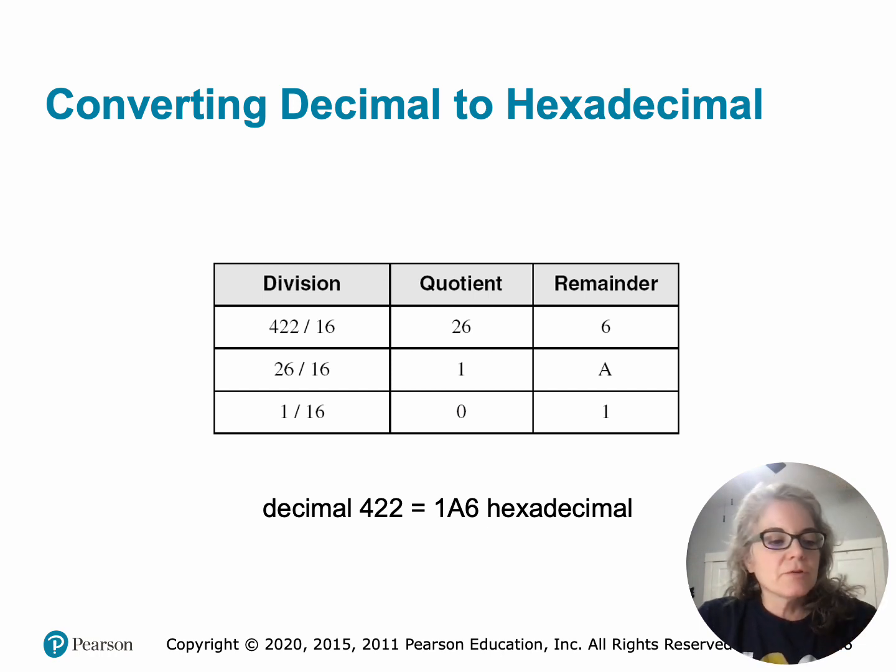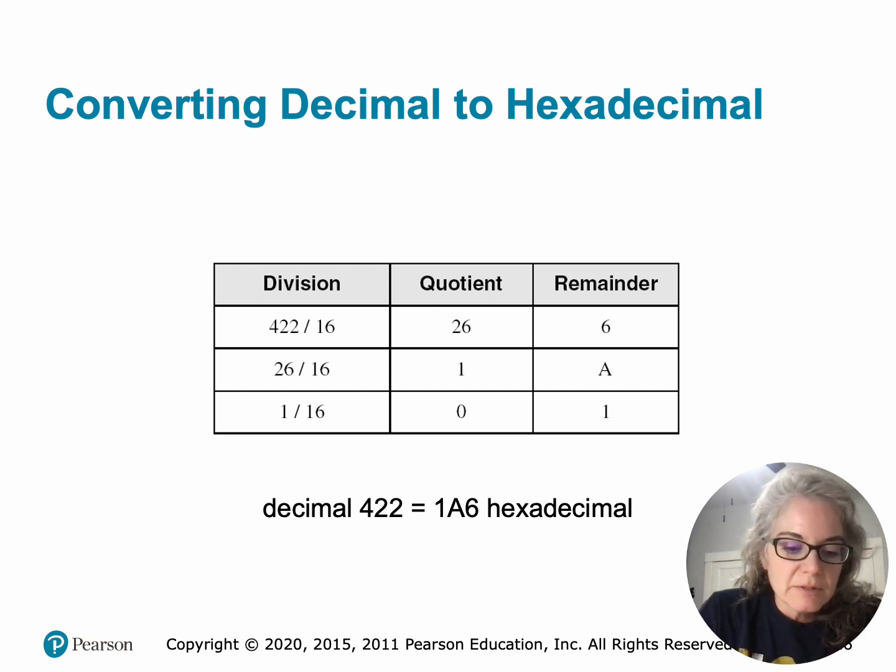And if you're using just a regular simple calculator, the easiest way would be to do 422 divided by 16, and then you take the whole number, which gave me 26. So I'm going to take that 26 and multiply it by 16 and subtract it from 422, and that will give me the remainder of 6.